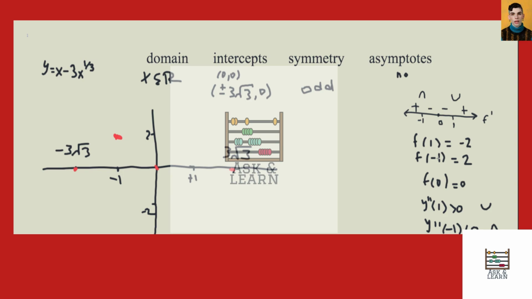And (1, negative 2) is a min. And we see that it's concave up here. Here's our inflection point, and it's concave down here. And this is our graph.